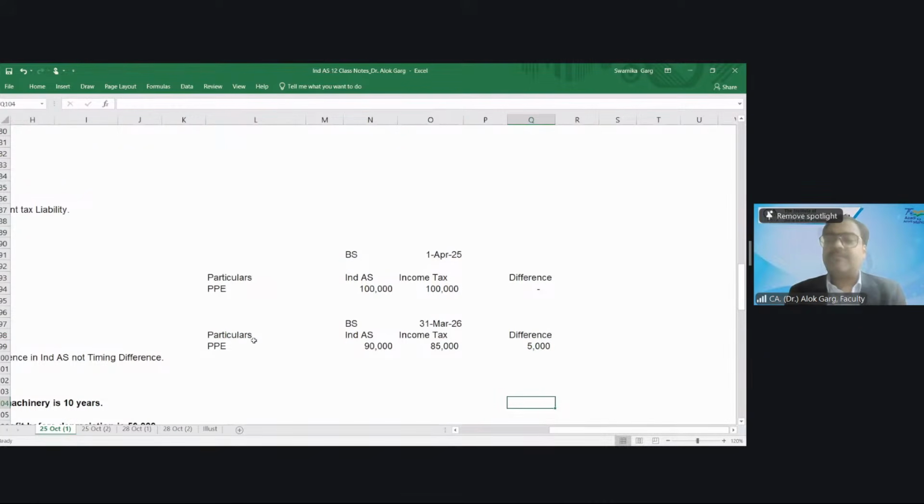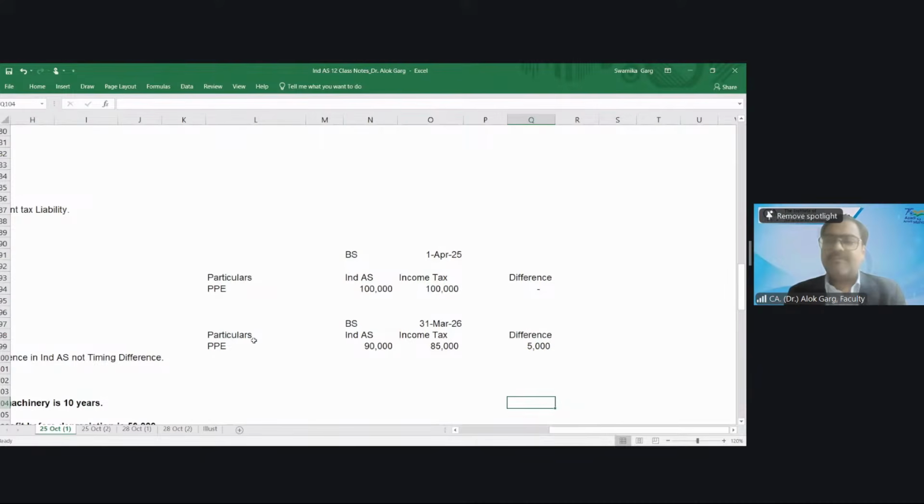DTL, sir. Why is it DTL? We have to reduce the book base because it is higher than the tax base. Because you have taken an extra allowance in income tax, right? When you have taken an extra allowance in income tax, it means in the current year you have paid lower taxes.